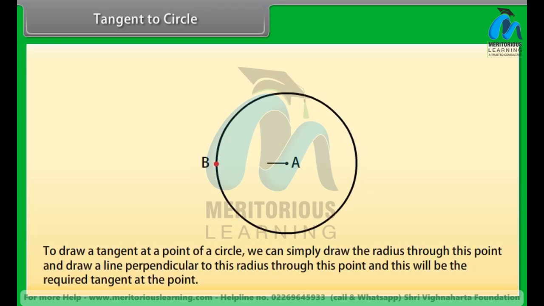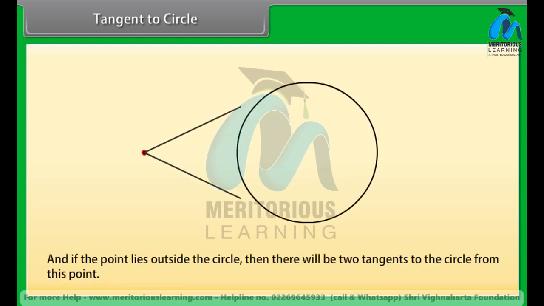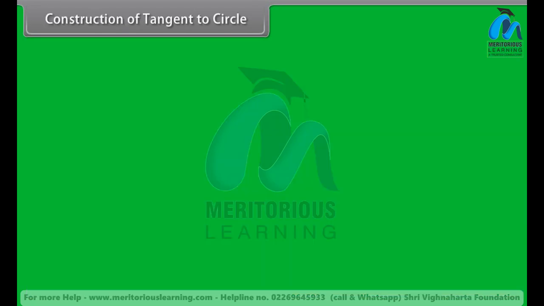Therefore, to draw a tangent at a point of a circle, we can simply draw the radius through this point and draw a line perpendicular to this radius through this point, and this will be the required tangent at that point. And if the point lies outside the circle, then there will be two tangents to the circle from this point. Construction of tangent to circle.